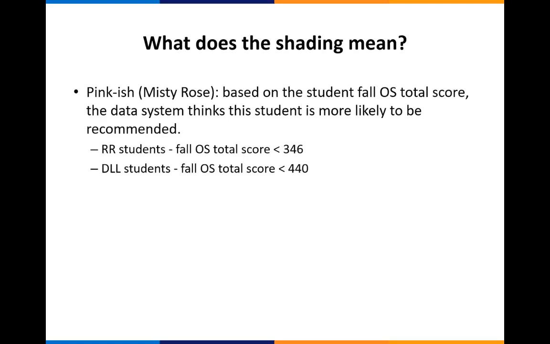The rows that are shaded in that pinkish color, and I actually went and looked back at the report design, they're shaded with a color called misty rose. What the misty rose is trying to tell you is that based on the student's fall OS total score, our data system thinks that this student is more likely to be recommended. Specifically, for Reading Recovery kids, it's shading kids who have a fall OS total score less than 346. And for DLL students, it's shading kids who have a fall OS total score less than 440.